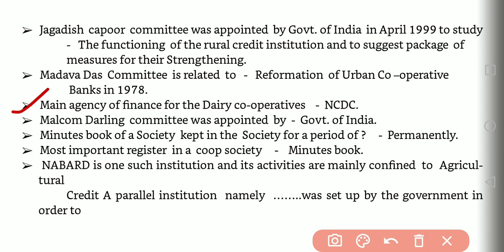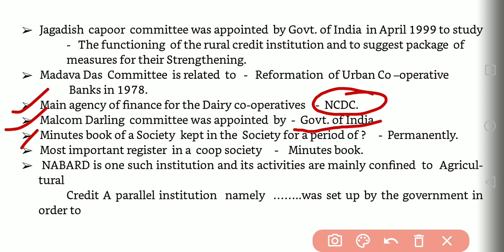Next, the main agency of finance for the dairy cooperatives. Main agency of finance for dairy cooperatives is NCDC. Next, Malcolm Darling Committee was appointed by dash. Answer is Government of India.